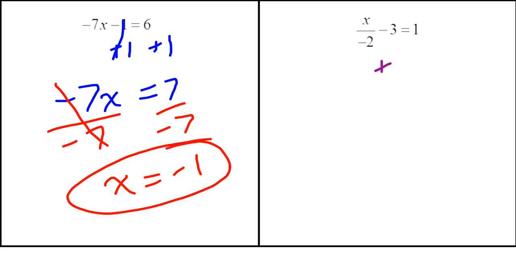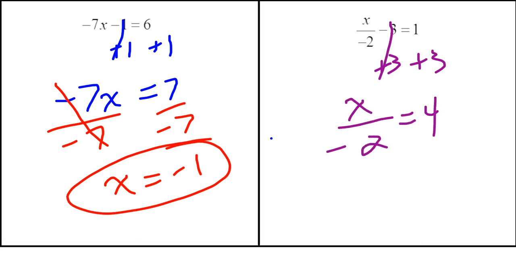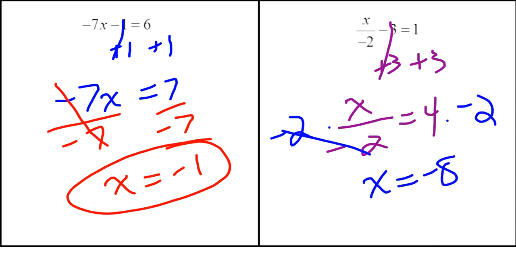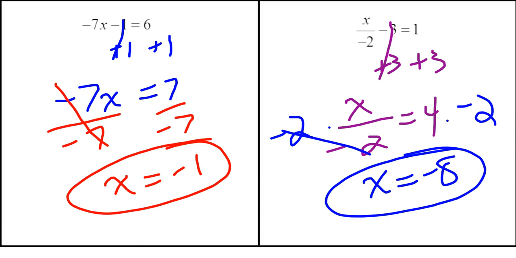On the right-hand side, let's add 3 to both sides first. Get x divided by negative 2 is equal to 4. And then we multiply by negative 2 on both sides, and we end up with x is equal to negative 8.